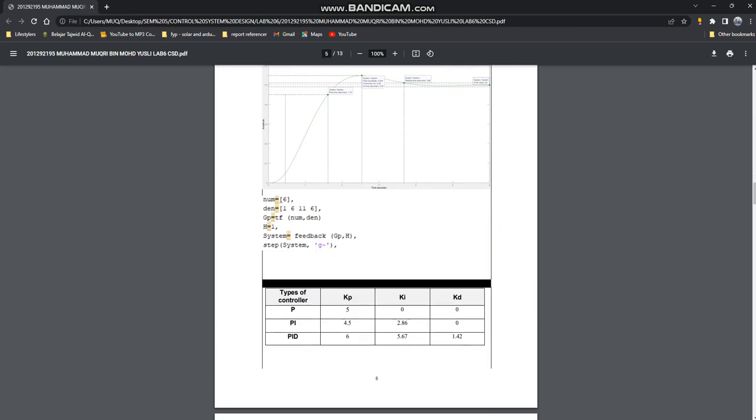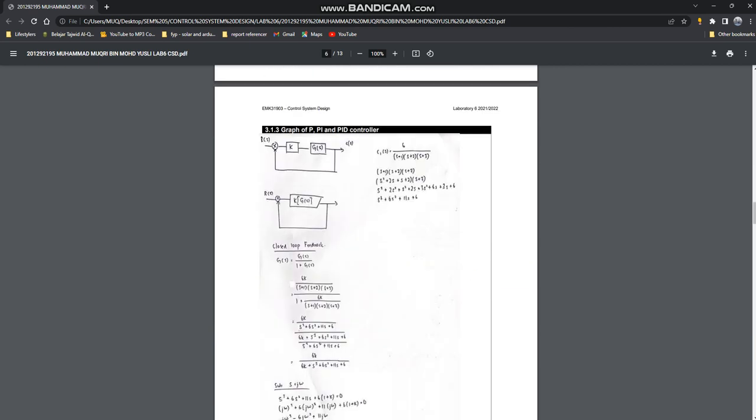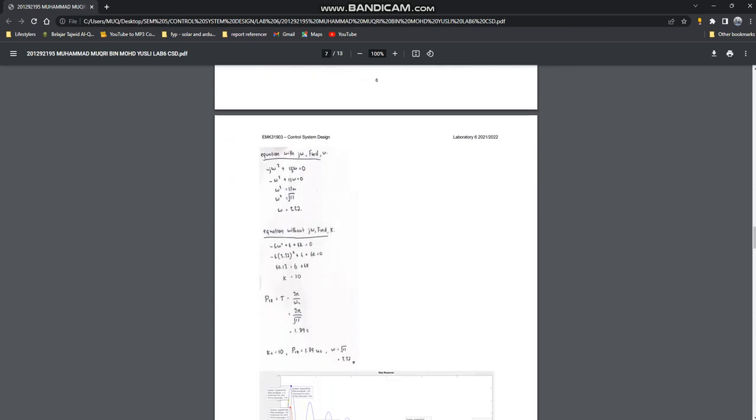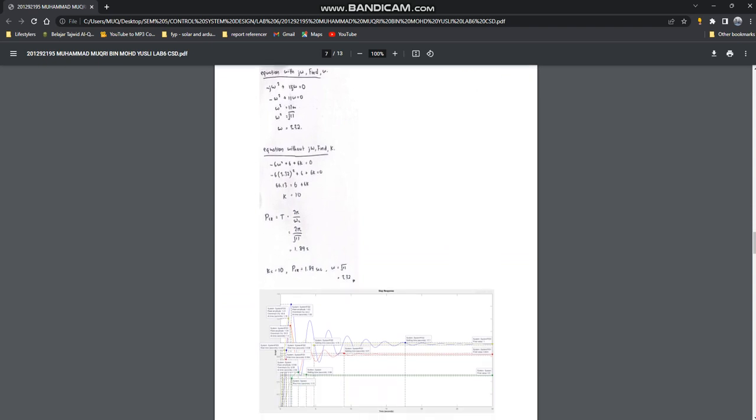For the exercise, students need to calculate by themselves the controller gain K and this transfer function. So this is the calculation, and the final answer we got is KC is equal to 10, PCR is equal to 1.89 seconds, and the omega is root 11, which is the value 3.32.